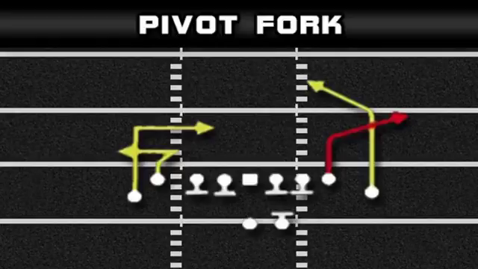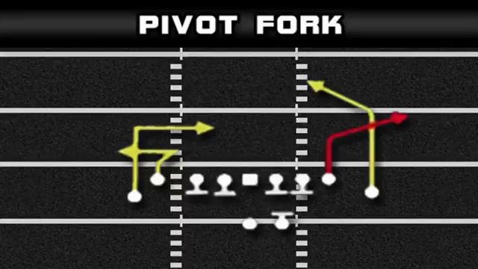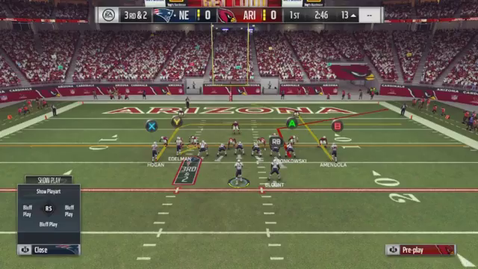For this video breakdown, we're going to take a look at a play that's called Gun Tight Doubles on Pivot Fork. And what we like about this play is it gets the tight end involved in the offense, especially if you have an elite tight end such as Rob Gronkowski. So let's go ahead and take a look at the default pass routes as you look at your screen there.